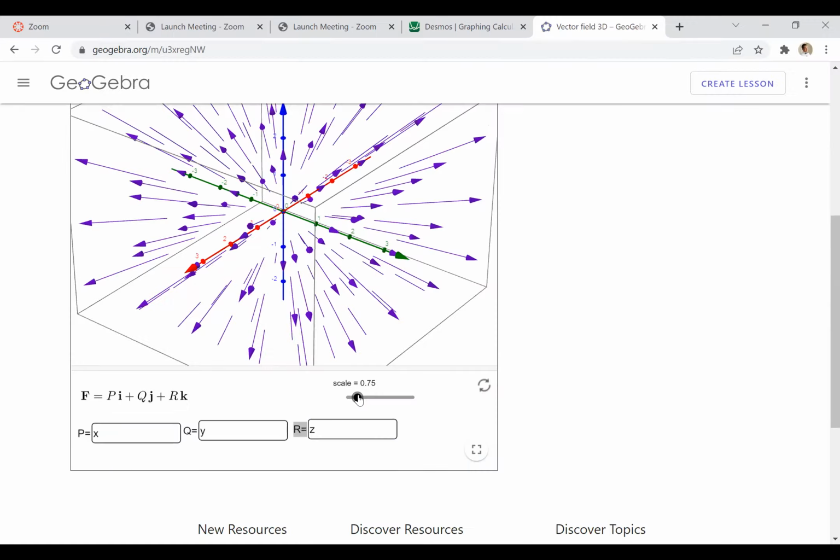Partial derivative with respect to y of fx. Partial derivative with respect to x of fy. Partial derivative with respect to y of x squared y. Partial derivative with respect to x of y squared z. So what do we have here? We have x squared. Okay, try this one.